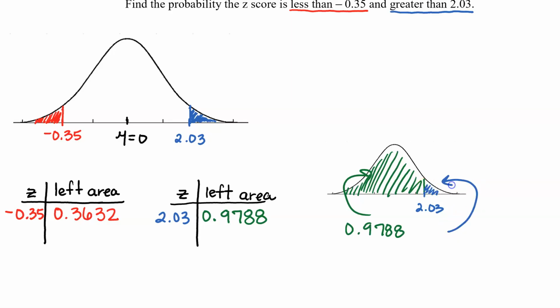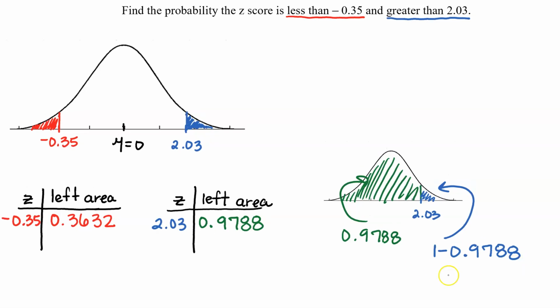And so to get its right area, we will do 1 minus the left area of 0.9788. That will give us the area that is to the right of 2.03. Anytime you want the area to the right, you will have to do 1 minus the left area. And the left area comes from the table. So this subtraction gives us the right area of 0.0212.